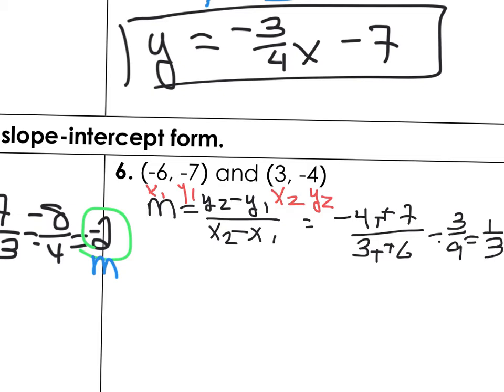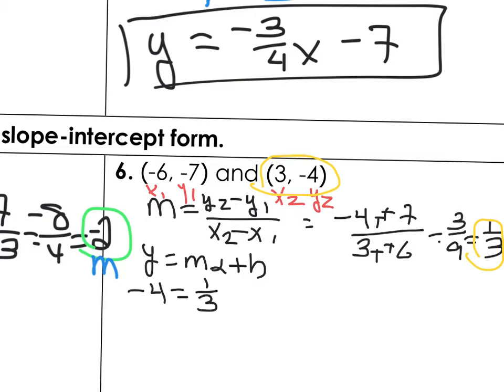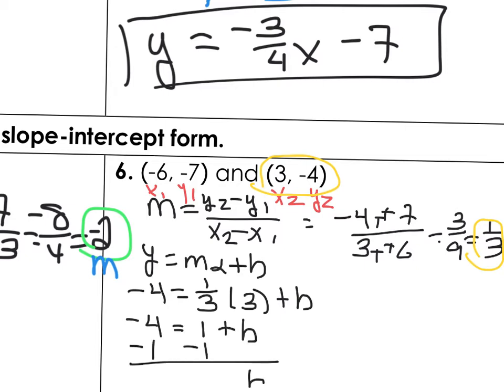Now, pick a point. Doesn't matter which one it is. I'm going to pick this one just because it's smaller numbers. So do y equals mx plus b. So my y is -4 equals 1/3. My x is 3 plus b. So 1/3 times 3 is 1. Subtract 1, and you get b equals -5. My final answer is y equals, put my slope in, and my b. Final answer.